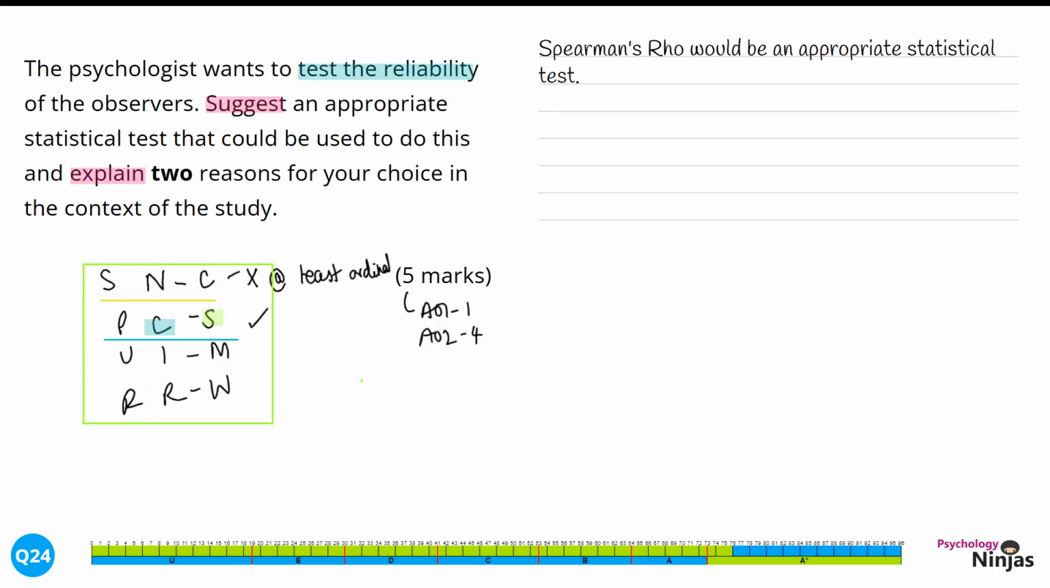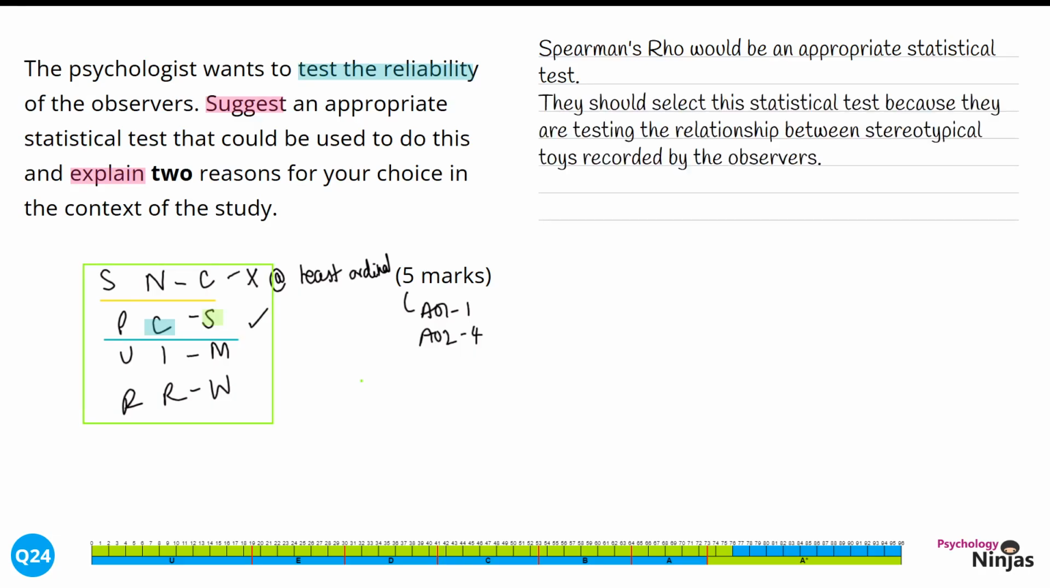Let's break down our explanation. They should select this statistical test because they are testing a relationship between stereotypical toys recorded by the observers. By identifying that this is a correlation, we can talk about this being a test of relationship. We've put this into the context of our study by saying that we are looking at the observers who are recording the number of stereotypical toys.